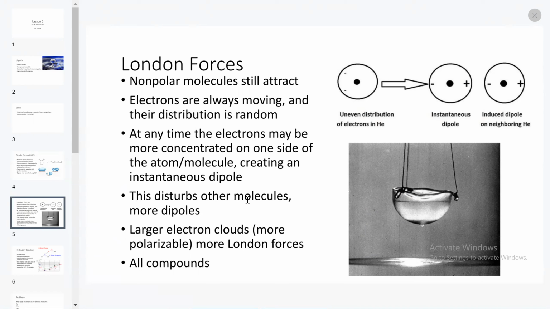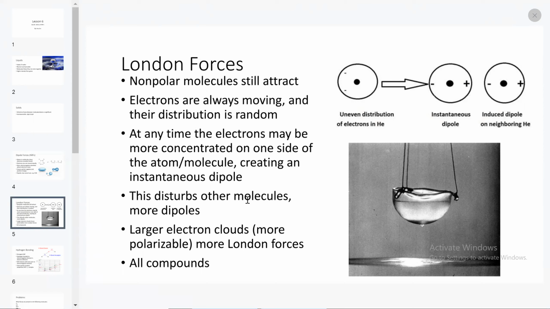And at a low enough temperature, anything can become a liquid, right, or a solid. So these molecules still need to attract each other somehow. So this force of attraction is called London forces. So non-polar molecules will still attract each other. And basically the reason for this is because our electrons are always moving. So the electrons in the molecule or atom are in continuous random motion, okay? So we have an unknown distribution of electrons in the atom. It's random.